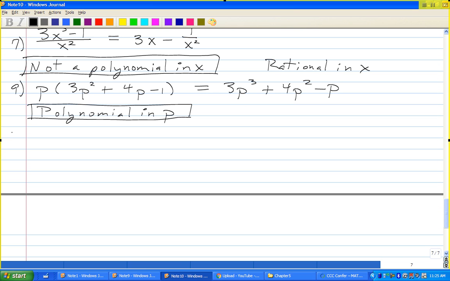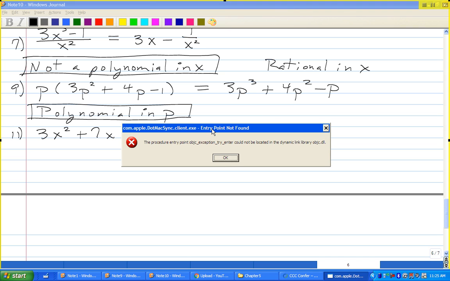Number 11. 3x squared plus 7x minus 3x to the 4 plus 4x to the 3. In exercises 11 through 18, write the polynomial in descending orders of powers of the variable. Also find the degree and the constant term in each case.